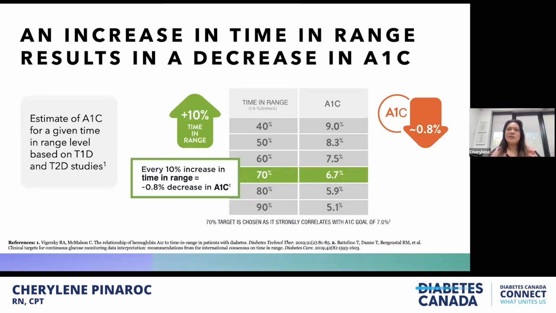So your estimate of A1C for a given time in range level, based on type 1 and type 2 diabetes, is that every 10% increase in time in range will decrease your A1C by at least 0.8%. They chose this as a consensus, basically: studies were done, and they found that if you're in range about 70% of the time, your A1C will correlate to about 6.7. And considering the standards of Diabetes Canada, we're looking at the goal of having an A1C of 7 or less. And I know we're actually pushing that a little more, to be less than 6.5 already for diabetes.